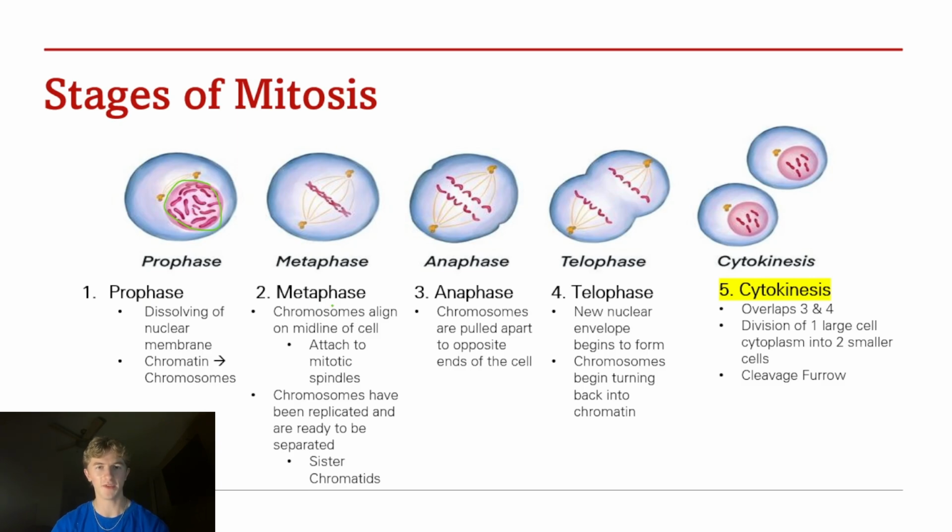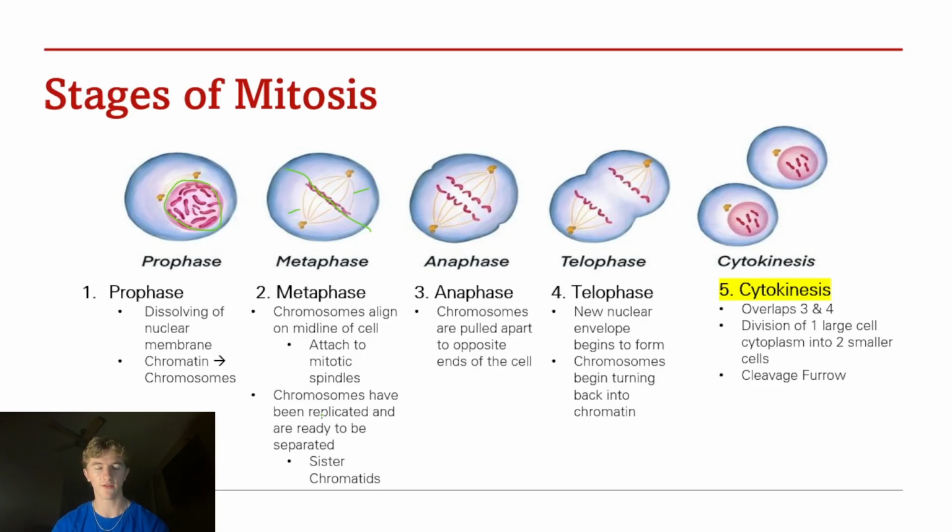In metaphase, the chromosomes, so again, chromatin over here, now we are chromosomes. Now these little pink things are chromosomes. The chromosomes are going to align along the midline of the cell, which is right around here, and they're going to attach to the mitotic spindles, which are going to be these little spindles or just lines that are attaching to the chromosomes.